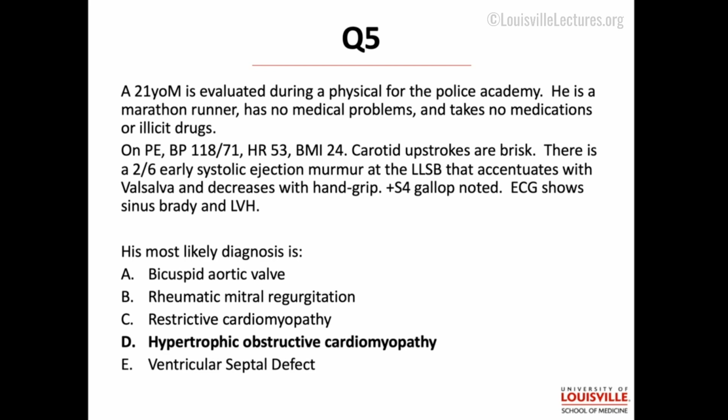Now, there's a lot of other clues here as well. He's 21 years old. He has no medical problems. He feels well. And this is a murmur that's found incidentally. Now, bicuspid aortic valve is also on your differential for a gentleman like this. And it's exactly this murmur physical exam finding that differentiates between aortic stenosis from a bicuspid aortic valve and HOCM. So this is absolutely something where knowing exactly the phrases for the physical exam finding is going to be key.